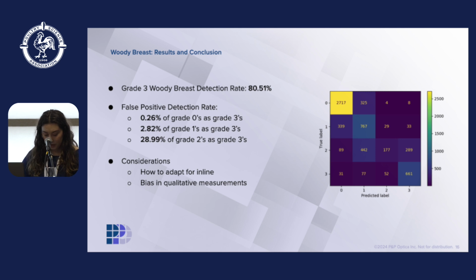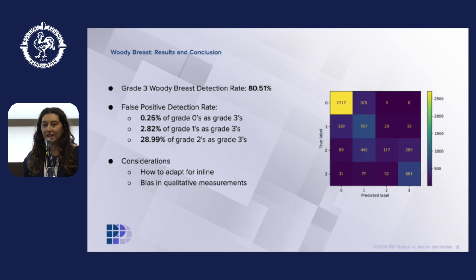Final model results showed this study was successful, with predictions of grade 3 woody breast detection rate of 80.51% and a false positive rate, when broken down, of 0.26% of the grade 0s as grade 3s, 2.82% of the grade 1s as grade 3s, and 28.99% of the grade 2s as grade 3s.